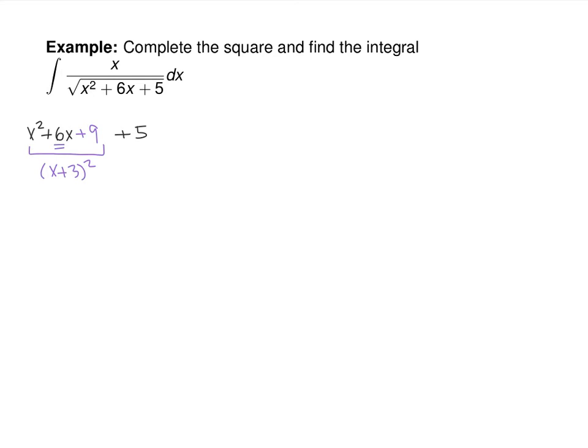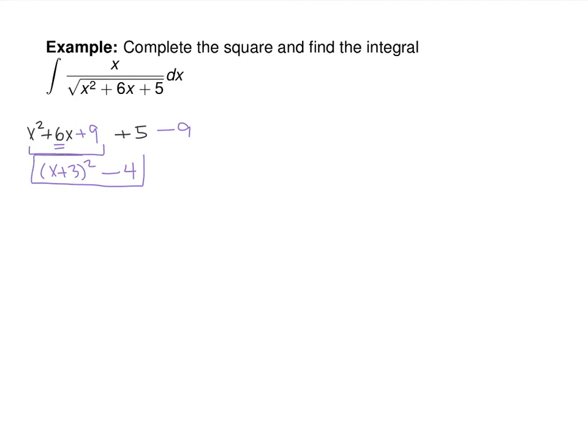You complete it. And because you can't just add 9 without compensating, that's totally not like preserving equality, nor is it fair, and math is fair. Not life, math is fair. So if you added 9, you have to also take away 9 so that you've effectively added 0 and changed nothing. So that becomes x plus 3 squared minus 4.